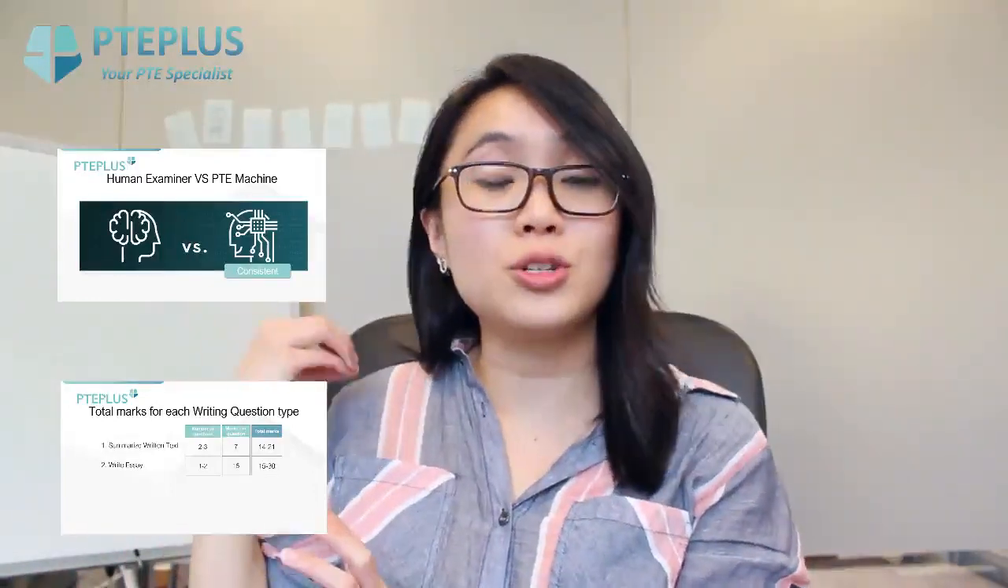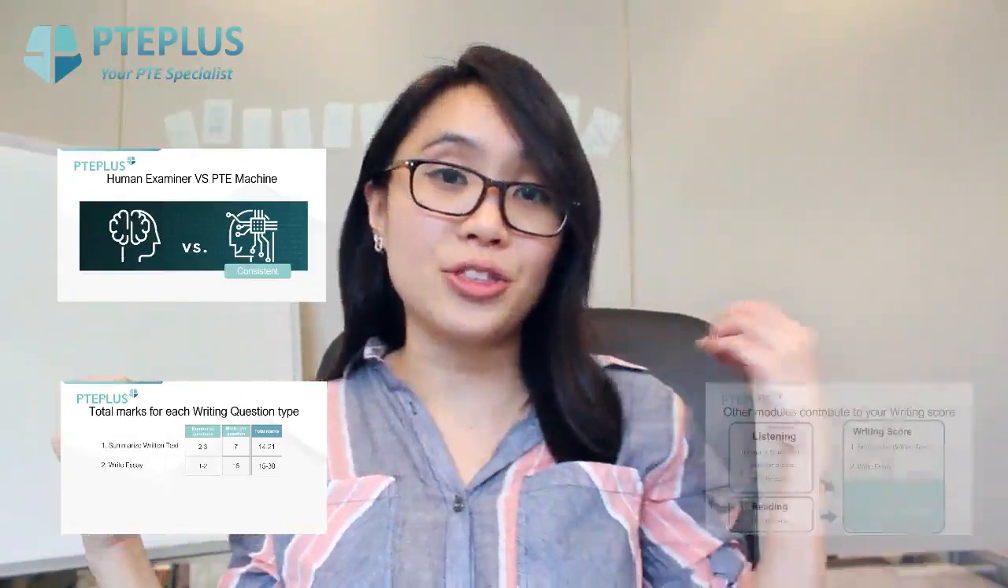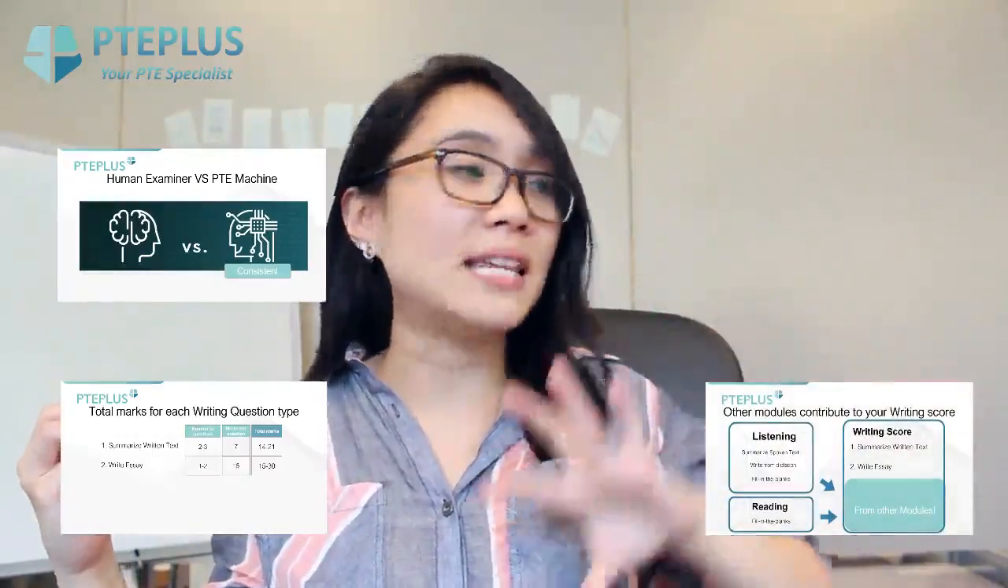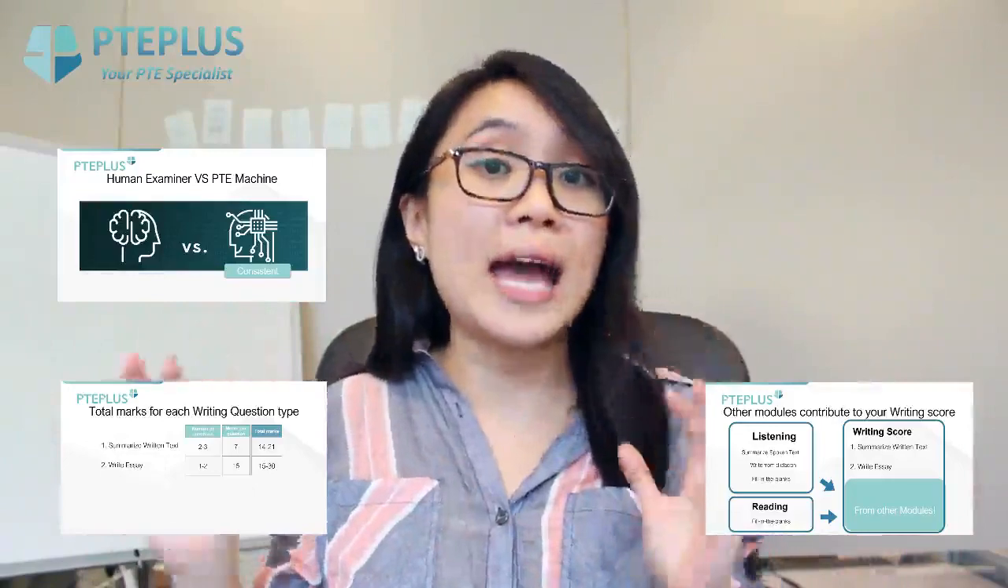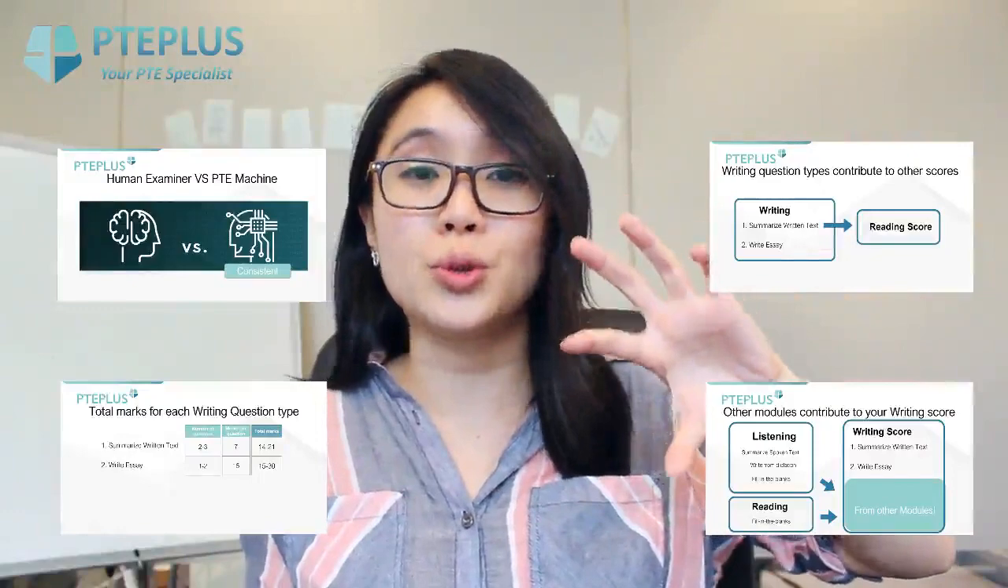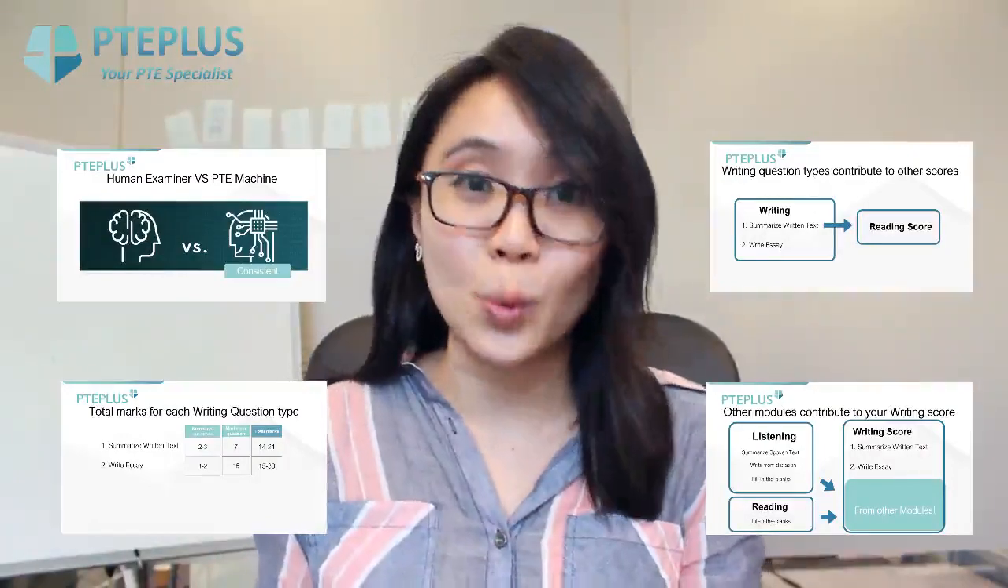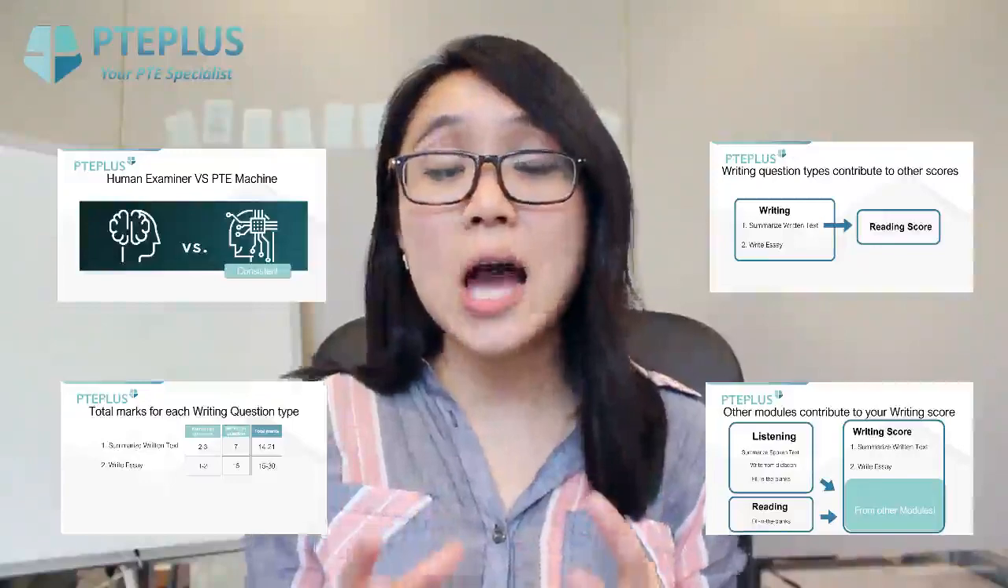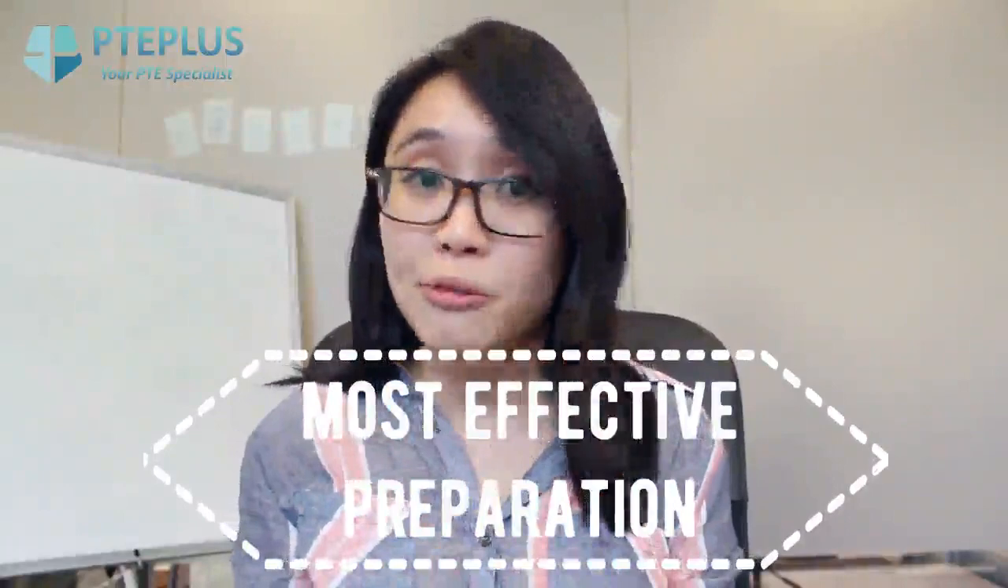Okay, so now we've covered the key understandings for PTE writing. The first being that it is machine-based, and that makes it quite different to a human-scored exam. The second is understanding how your writing question types contribute to your writing score. And the third is knowing that question types in other sections of your exam also add to your writing score. And finally, your writing question types contribute to your scores in other sections as well. So with all of this understanding, now it comes to how. How can I be most effective in my preparation?